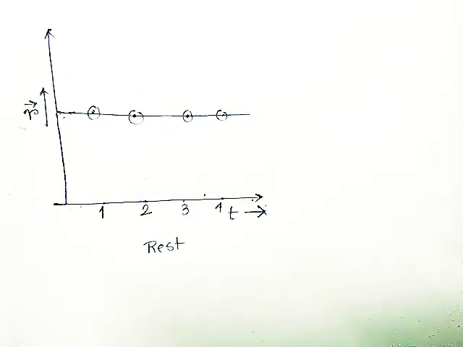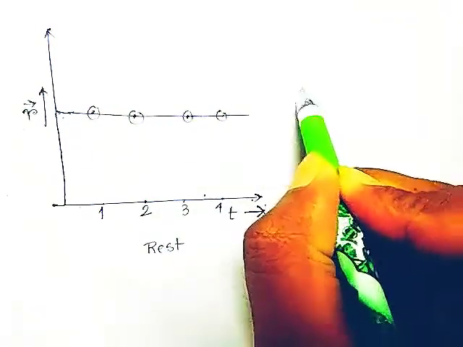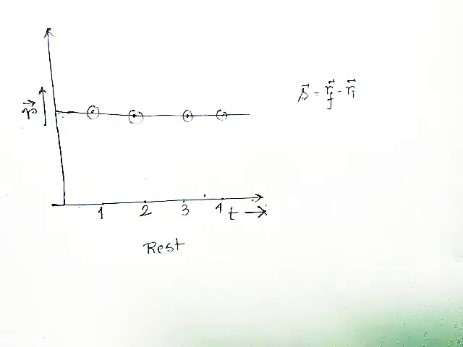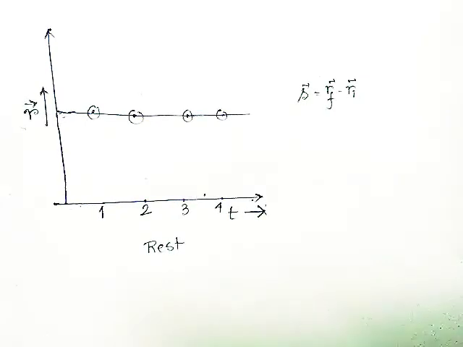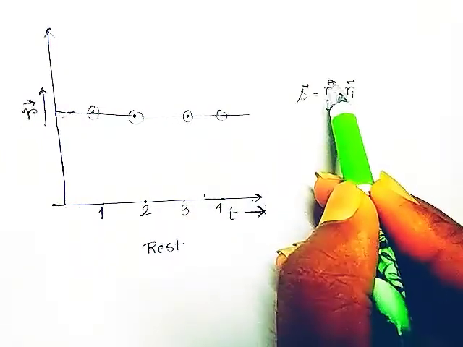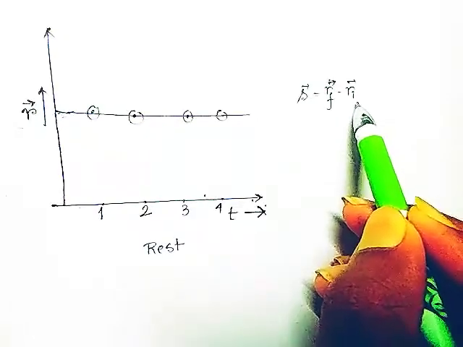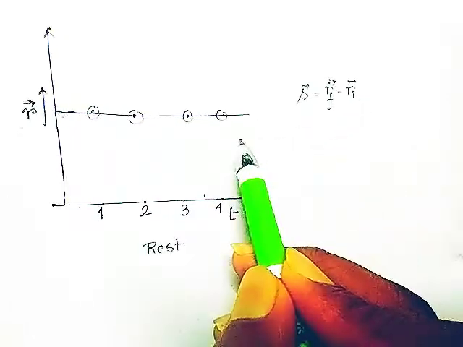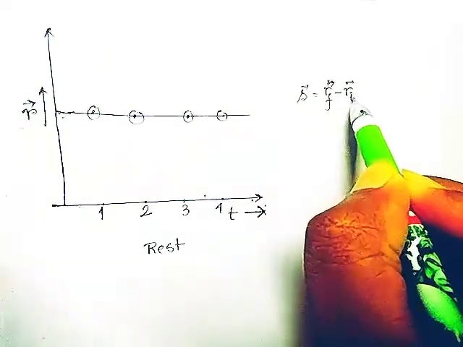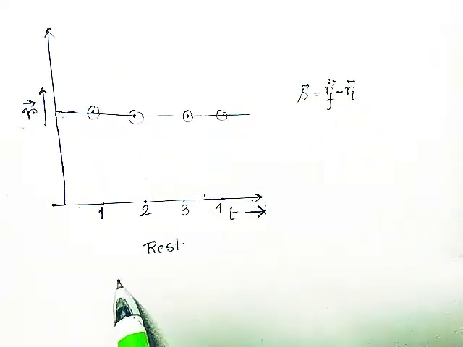Now I want to ask, what is displacement? Displacement is defined as R_F minus R_I: the position vector of the final position with respect to the origin or reference point, minus the position vector of the initial position. If we subtract these, we get the displacement. So it is the R_F vector minus the R_I vector. This is basically the displacement.